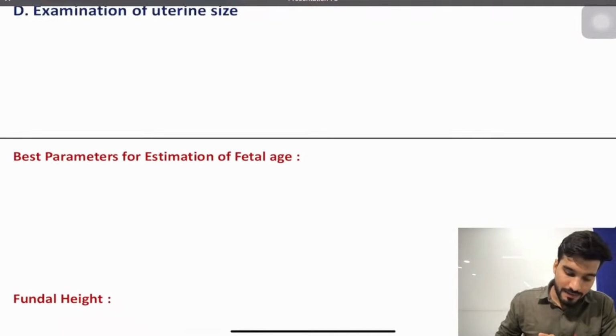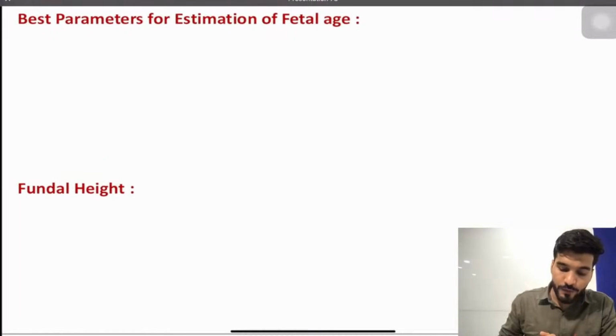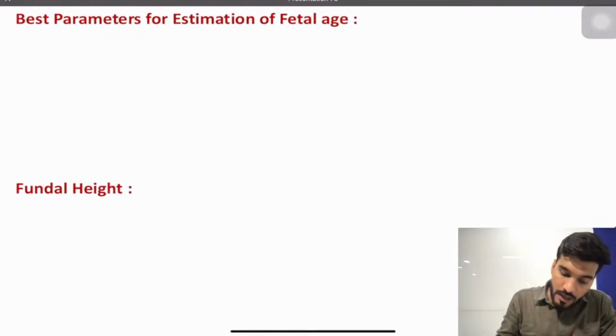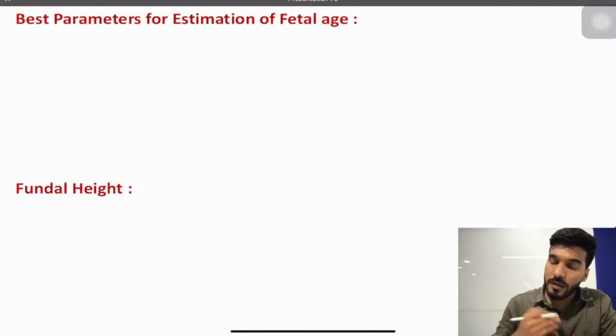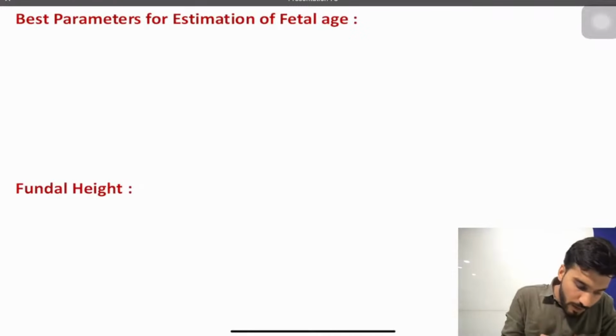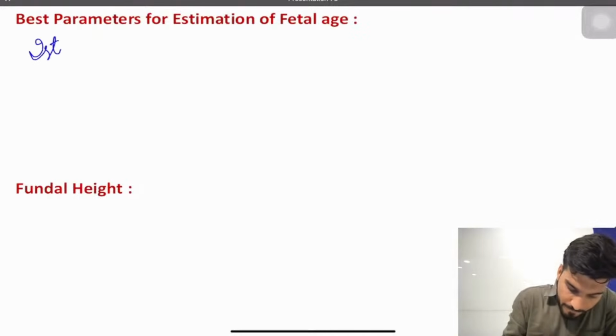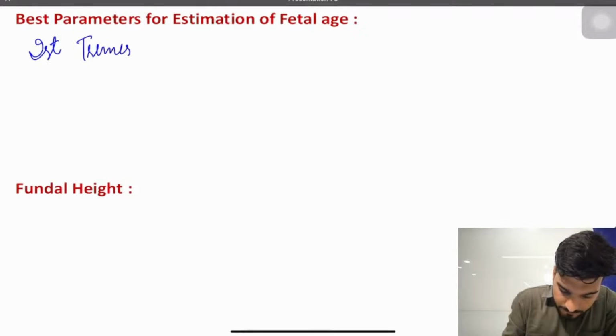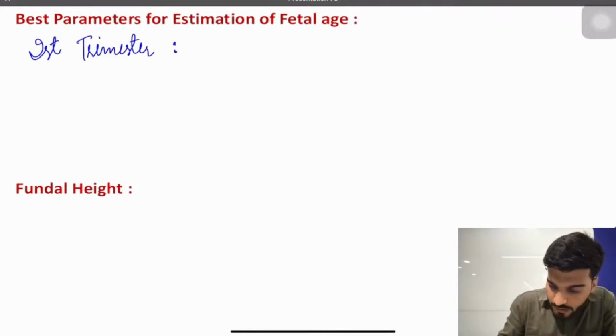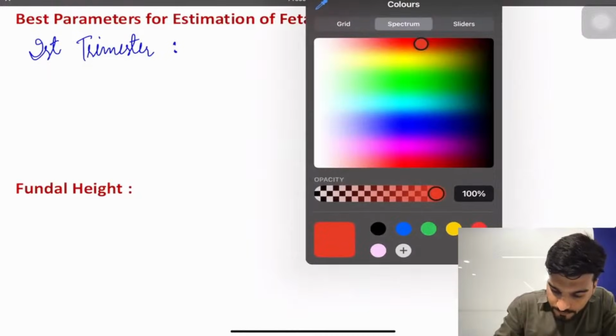Now let's write about the best parameters for the estimation of the fetal age. Depending upon the trimester, if we talk about the first trimester, we go for crown rump length.